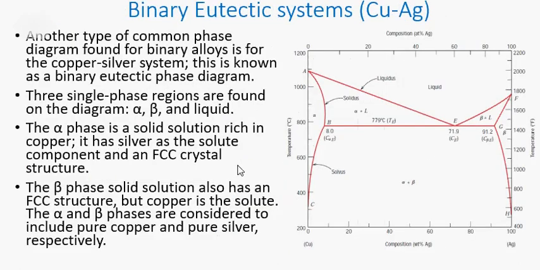Here is another type of binary system. We call it the binary eutectic system. Here we still have two substances, copper and silver. In this case, we have three single phases: alpha, beta, and the liquid phase. We have three dual phases: alpha plus beta, alpha plus liquid, and beta plus liquid.